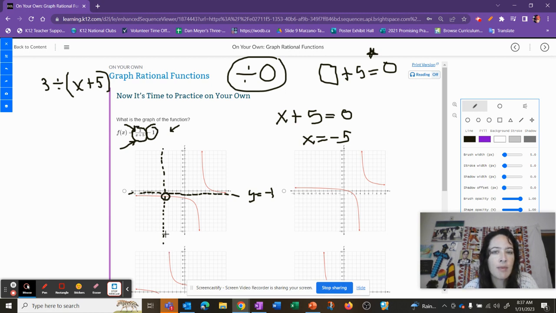Vertical thinks about input. Horizontal thinks about output. Domain is what can go in. Everything can go in, and we're going to talk about set notation here in a second. I have to review it. I get these symbols confused. That should be union. That should be intersection.